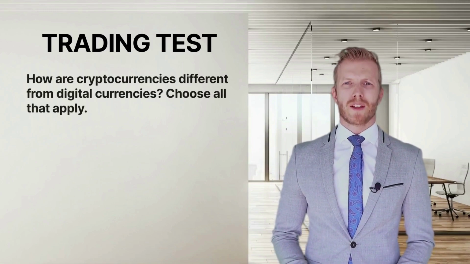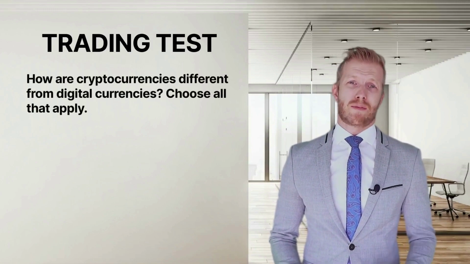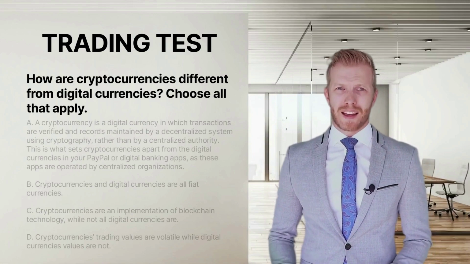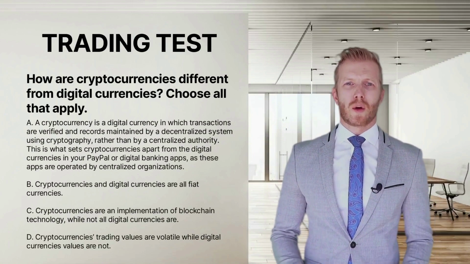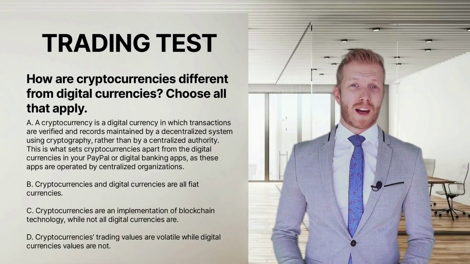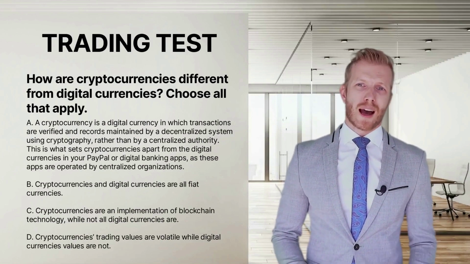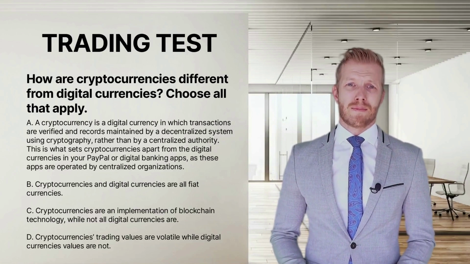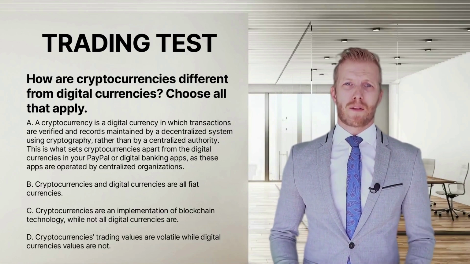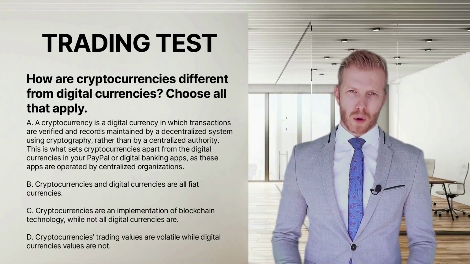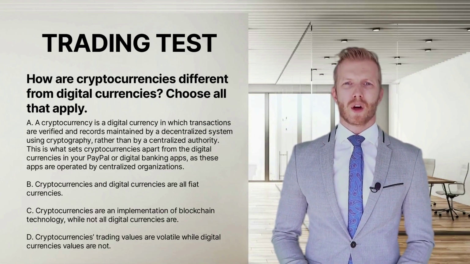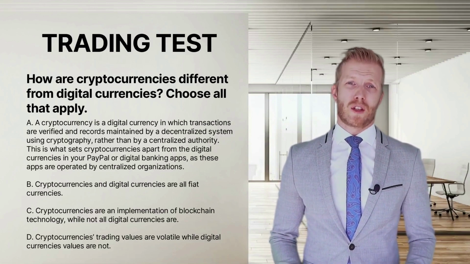How are cryptocurrencies different from digital currencies? Choose all that apply. A. A cryptocurrency is a digital currency in which transactions are verified and records maintained by a decentralized system using cryptography, rather than by a centralized authority. This is what sets cryptocurrencies apart from the digital currencies in your PayPal or digital banking apps, as these apps are operated by centralized organizations.